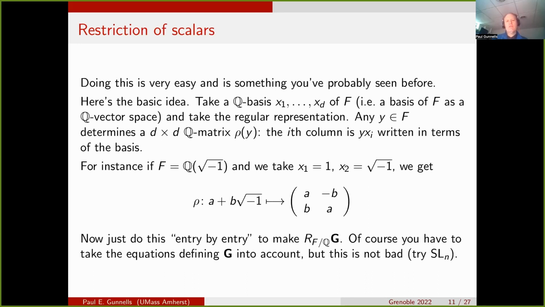So what do we do? I just take this element y in F and multiply it on these basis elements one at a time, and then rewrite them in terms of the original basis. So the ith column of that matrix is just going to be: multiply x_i by y and then write it in terms of x_1 up to x_d.